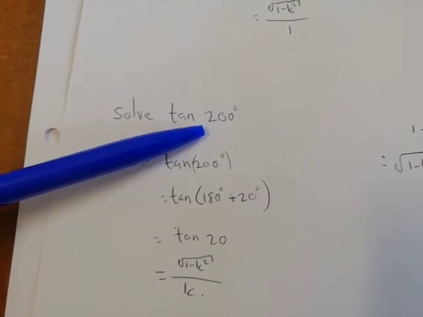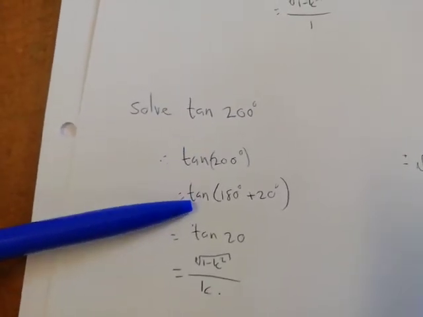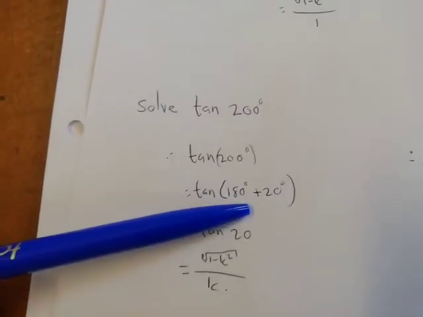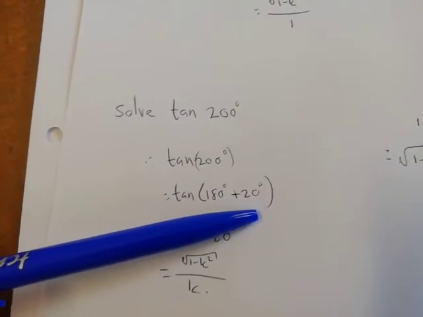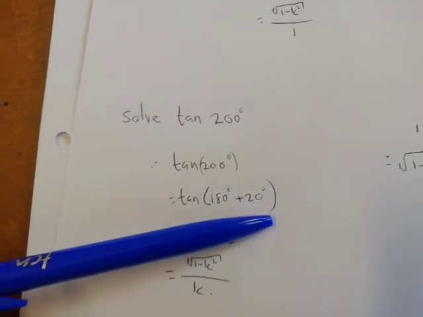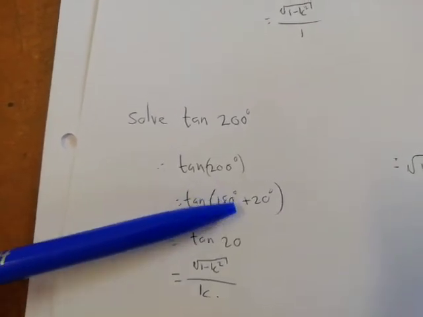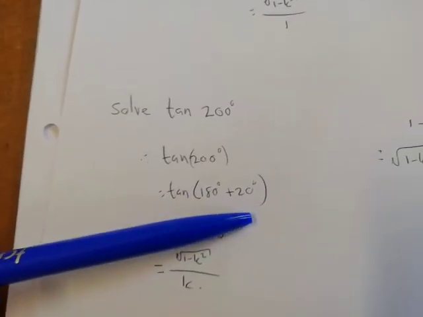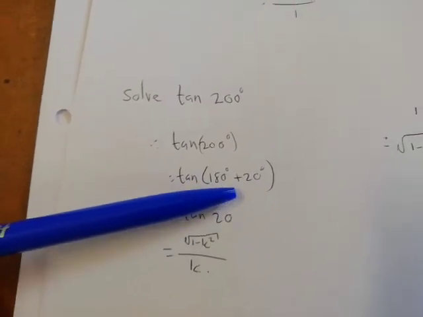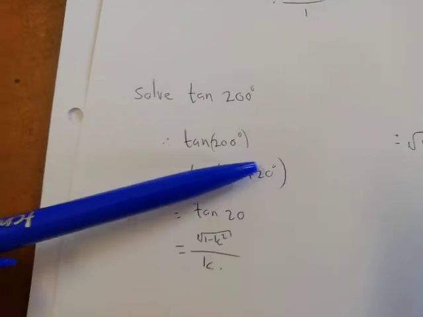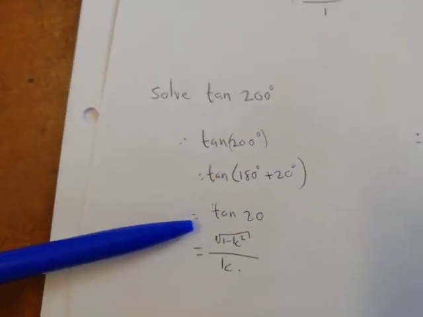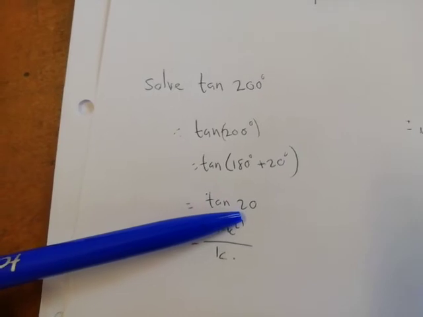Make sure of the way you write. You have to say 180 plus the angle that you want. You cannot say 200 minus 180. You have to say 180 plus 20, because that 20 degrees goes down to your next step for your angle.